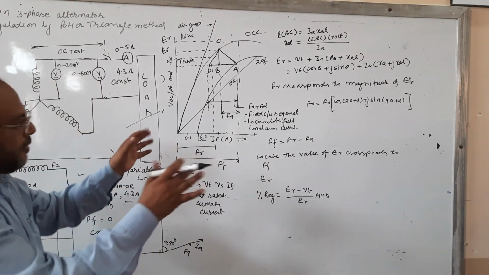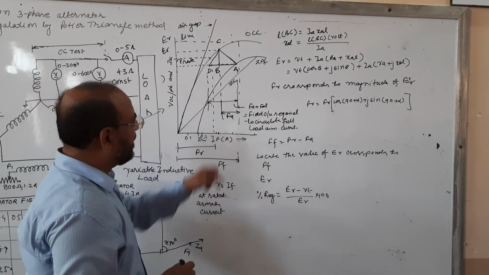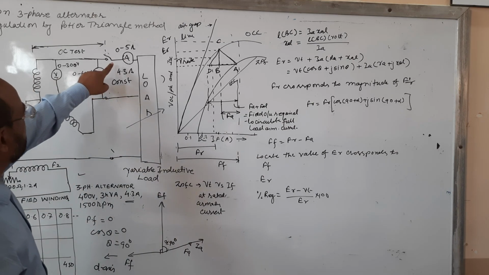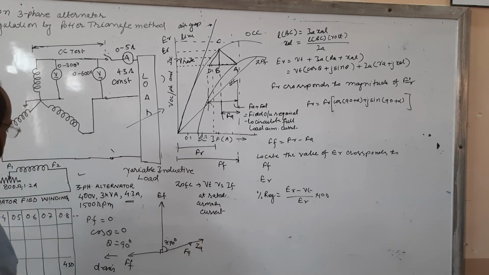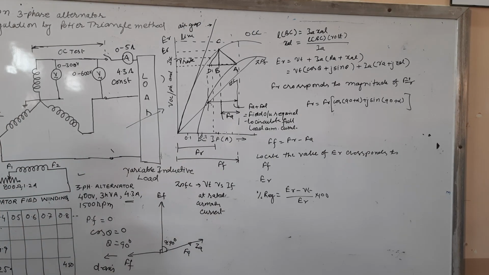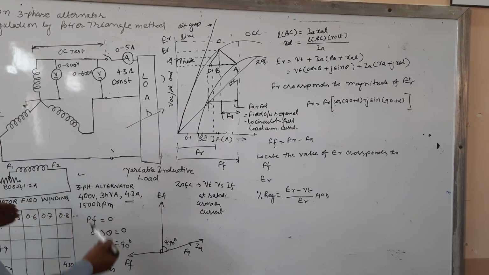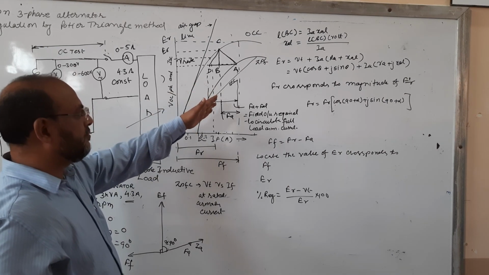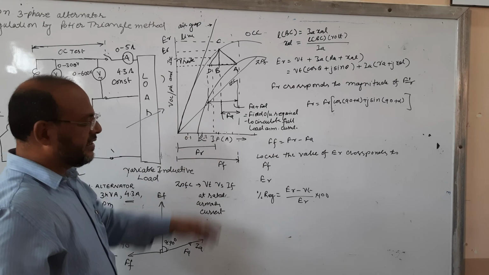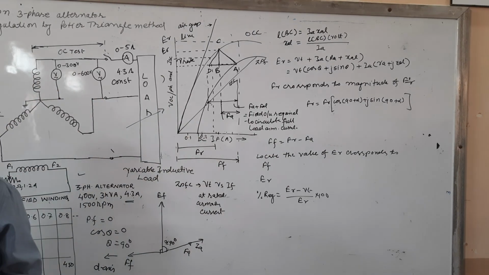So now we will perform the practical, and first we will do the open circuit test, then the short circuit test and the zero power factor test. Now these three readings with respect to the field current let us draw the OCC, ISC, ZPFC and make the calculation for determination of voltage regulation.